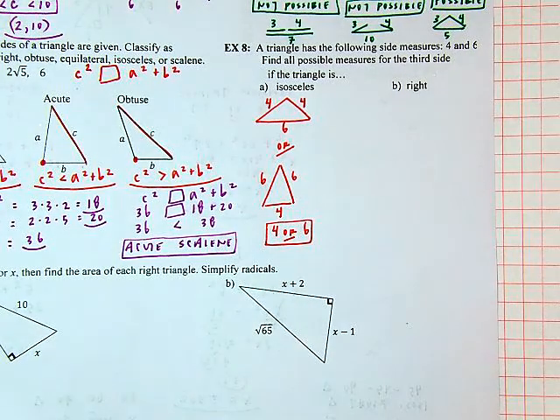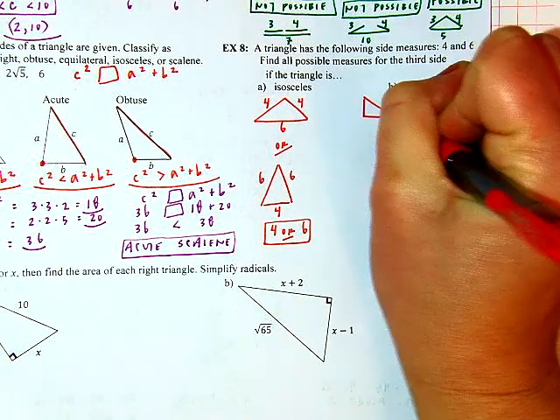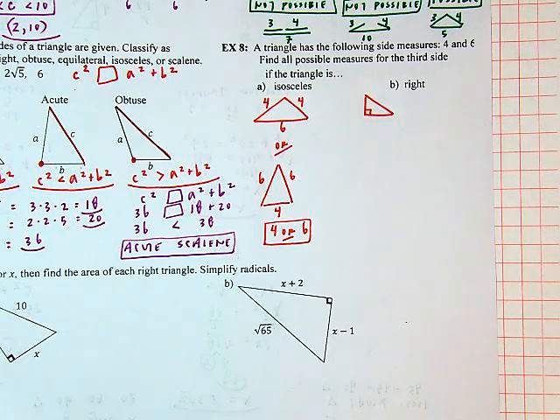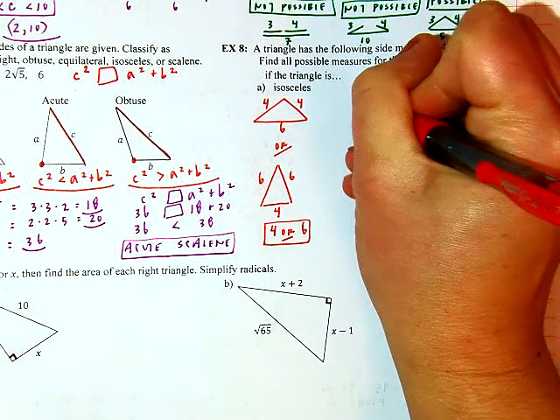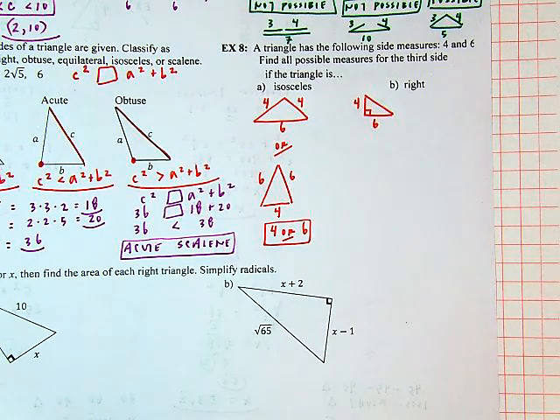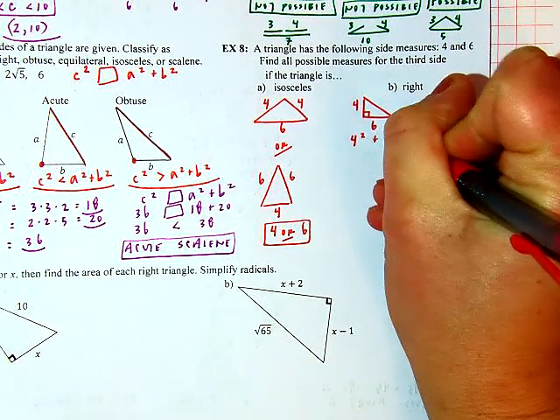Okay, well, what if the triangle is right? Let me draw a right triangle for an example. So let's say my 2 sides are 4 and 6. Well, those 2 sides could be the legs, for example, 4 and 6, and I could be solving for the hypotenuse. So if that's the case, then I'm using Pythagorean Theorem.